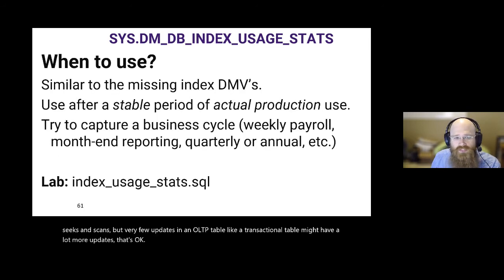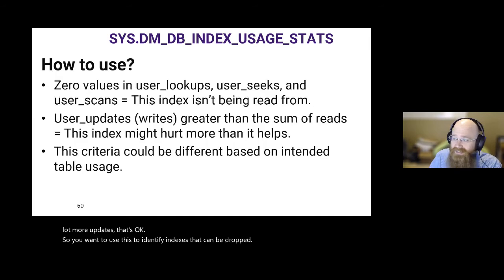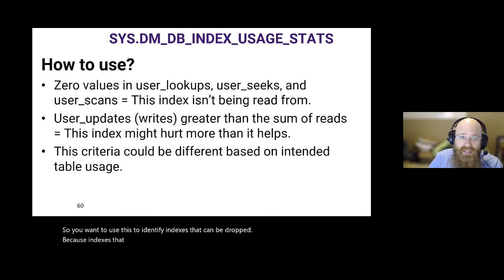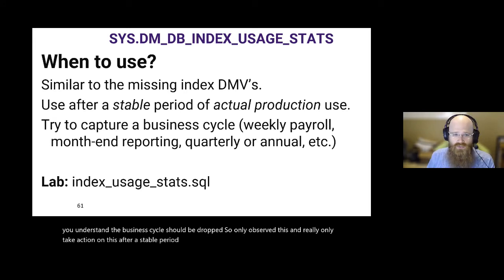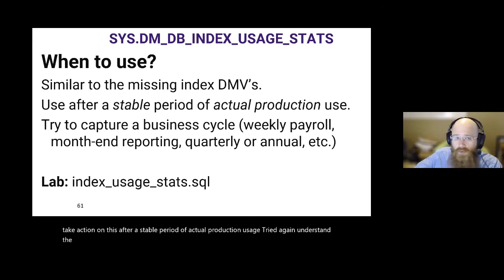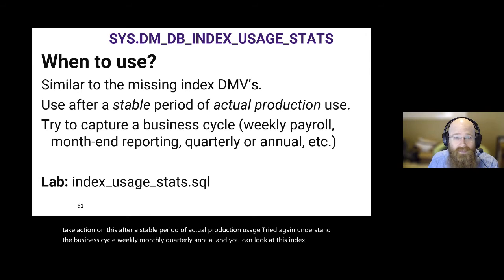So you want to use this to identify indexes that can be dropped, because indexes that have 0 values in lookups, seeks, and scans over a period of time that you understand the business cycle should be dropped. So only observe this and really only take action on this after a stable period of actual production usage. Try to, again, understand the business cycle: weekly, monthly, quarterly, annual. And you can look at this index usage stats query in your database, and that's really important.